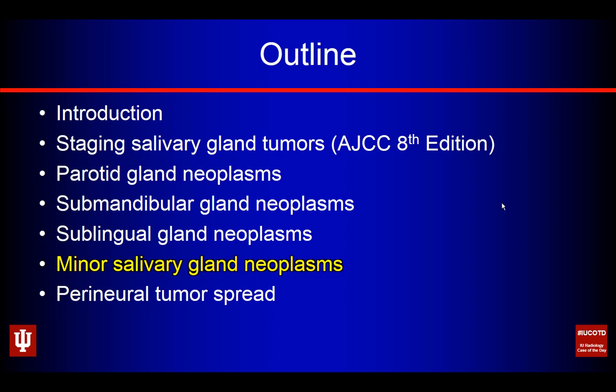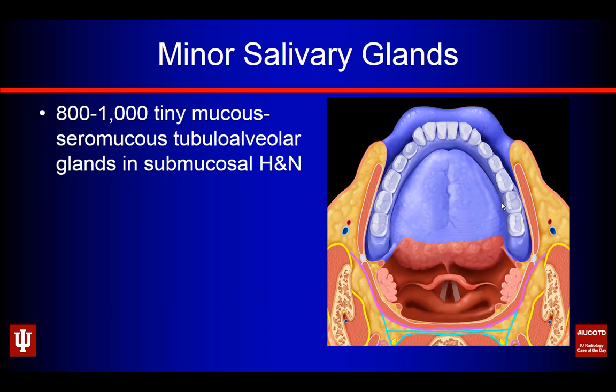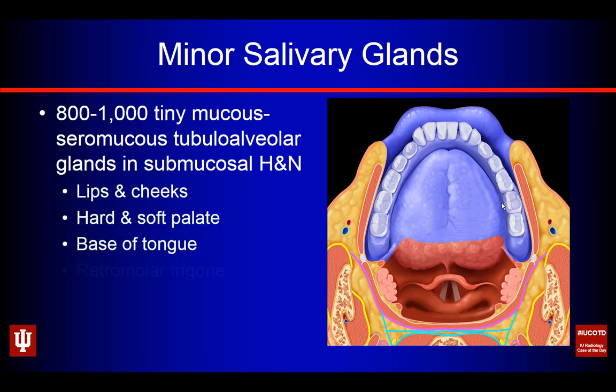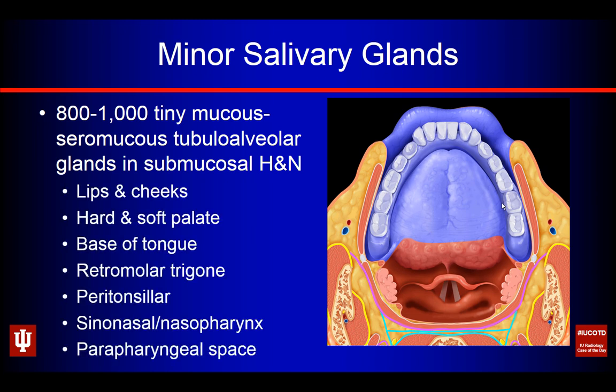All right, we're going to talk a little bit about minor salivary gland neoplasms. So throughout the head and neck, there are scores of tiny mucus and seromucous tubuloalveolar glands within the submucosal surfaces of the head and neck. We may be talking hundreds, even over 1,000. And they're really all over the place, as you can see here. The lips, the cheeks, the palate, the base of tongue, the retromolar trigone, the peritonsillar region, sinonasal, nasopharynx. Sometimes we even see them in the parapharyngeal space, little tiny ectopic rests of minor salivary glands. So they can be virtually anywhere is the take-home point.